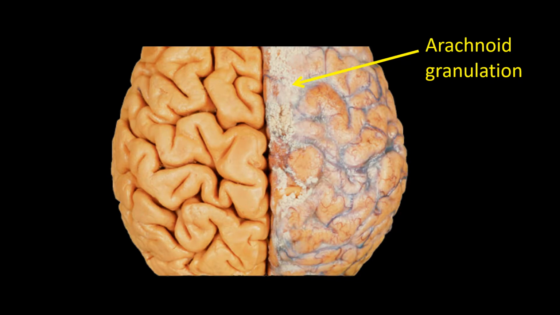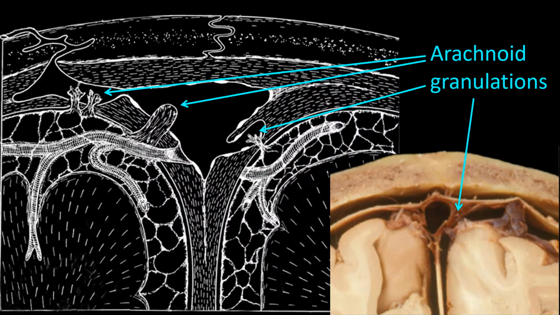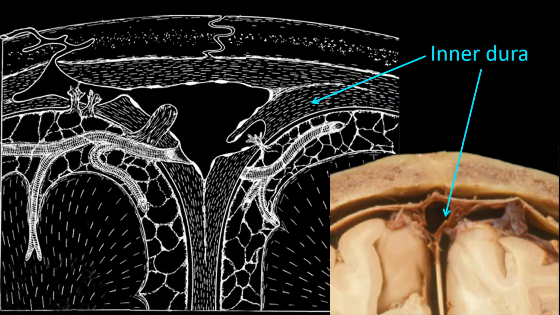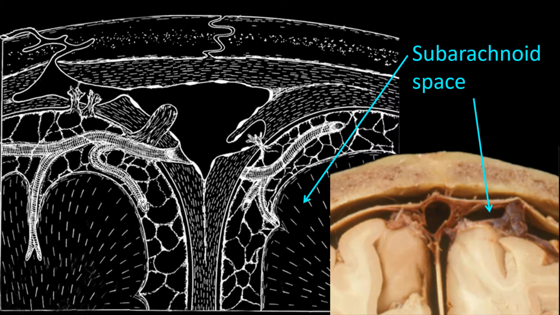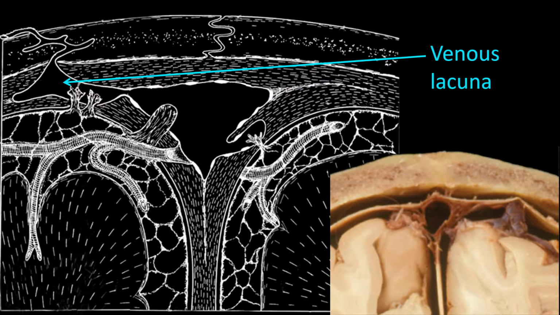This absorption takes place by the arachnoid granulations. In this frame, you can see the schematic and real characteristic of the arachnoid granulations. They simply work as one-way valves that traverse the inner dura, allowing CSF to go from the supranuclear space to the superior sagittal sinus and venous lacunas surrounding it, thus providing a one-way path for CSF to join the regular circulation.